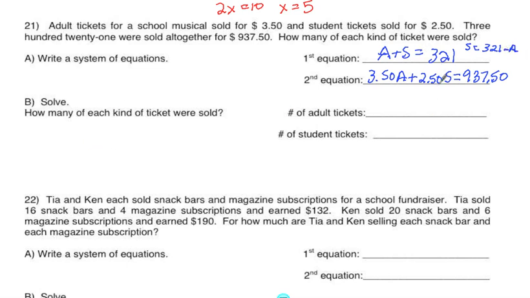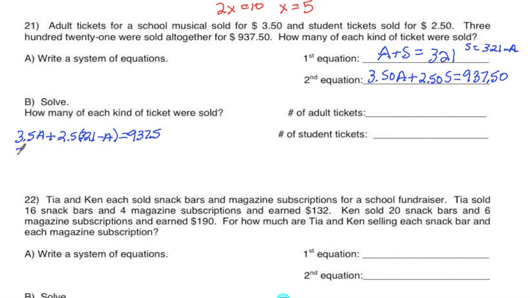Everywhere I see an S in the second one, I'm going to plug in this equation right here, and I'm going to have 350, I'm just going to put 3.5A plus 2.5 times 321 minus A equals 937.5. Okay, and I just dropped off the zeros because those are really just placeholders. It's the same value as if you have a zero there, so if you have a zero, that's perfectly fine.